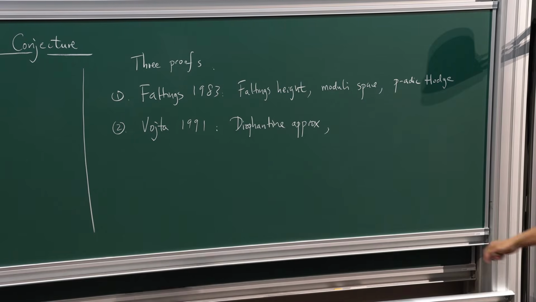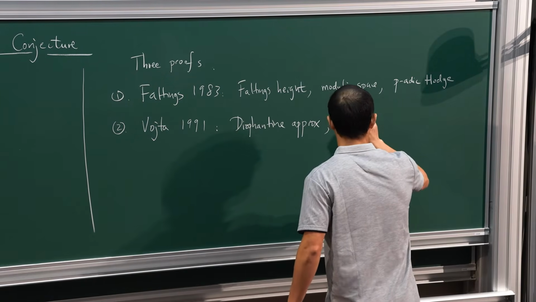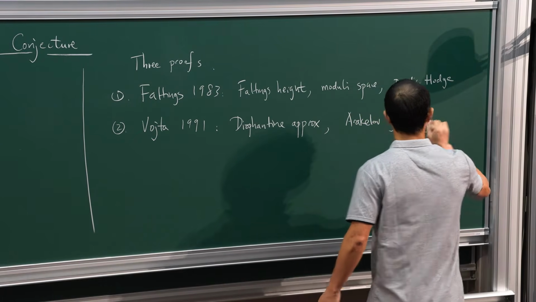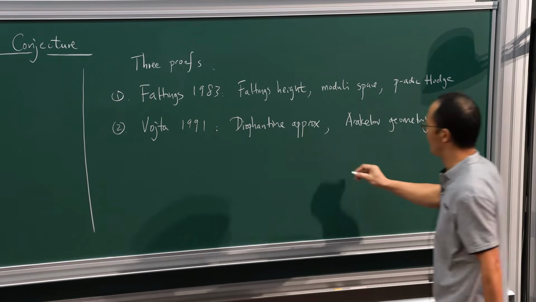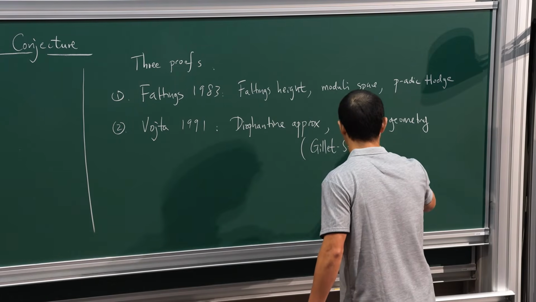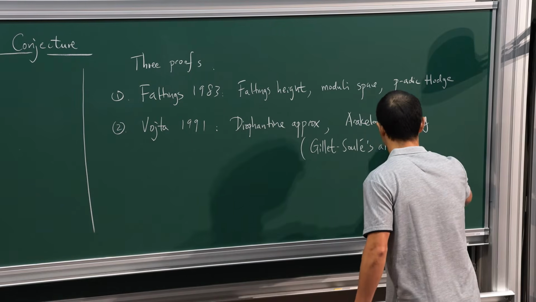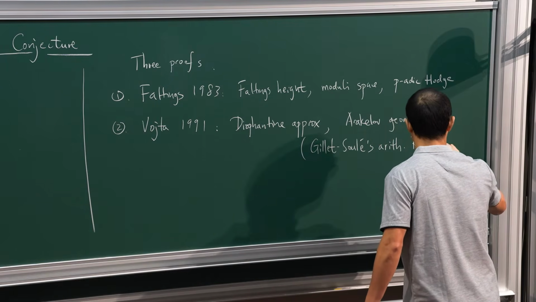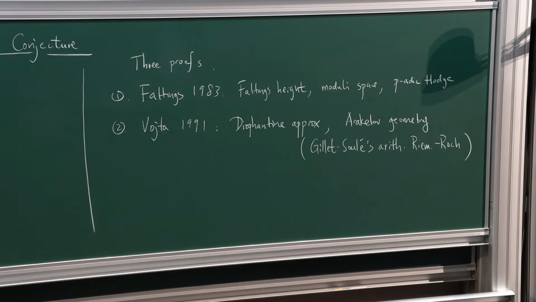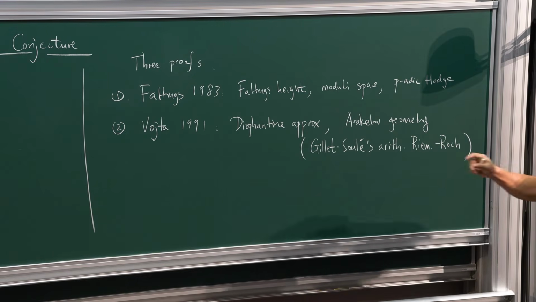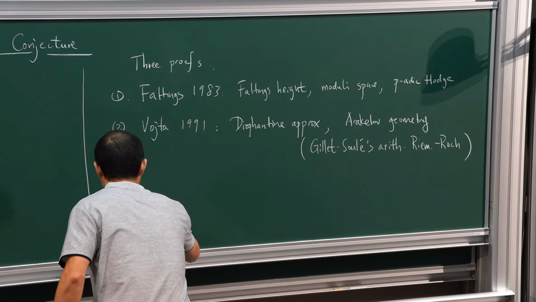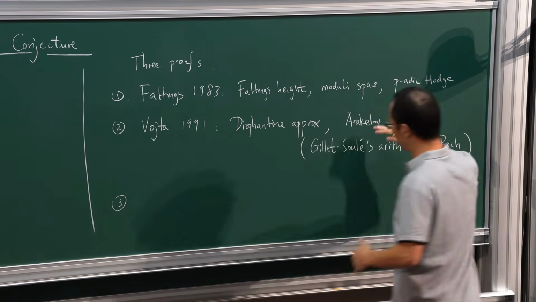But Vojta uses more, notably, he uses the Riemann-Roch theorem of Gillet and Soulé. Not just the intersection theory, also arithmetic Riemann-Roch, for 3-dimensional arithmetic varieties, namely integral models of squares of the curve X. So that's Vojta's proof. We will come back to some consequences of his proof later.